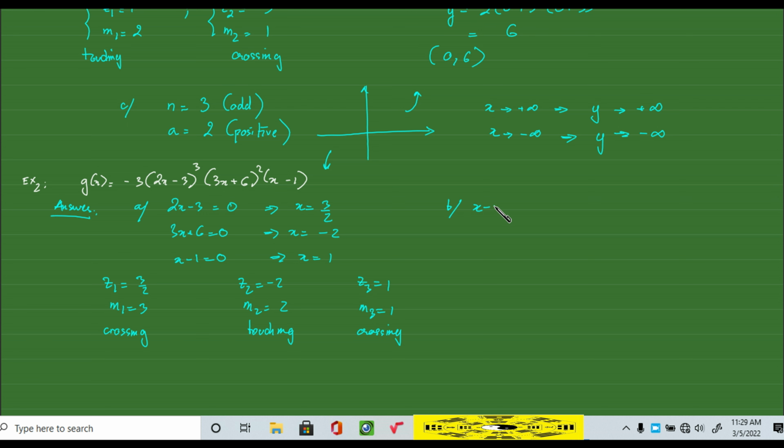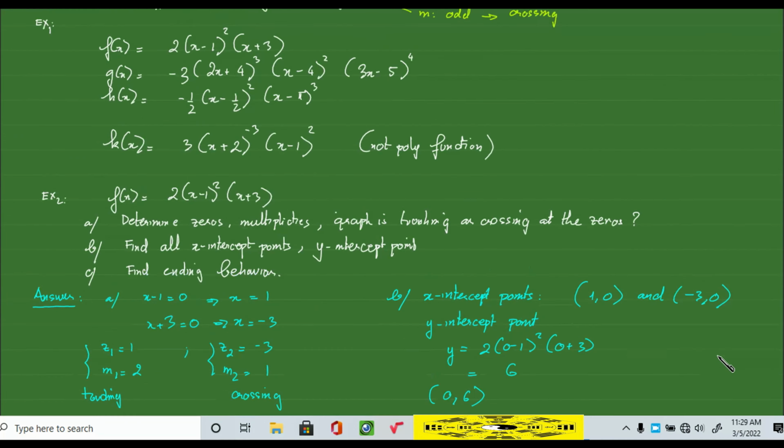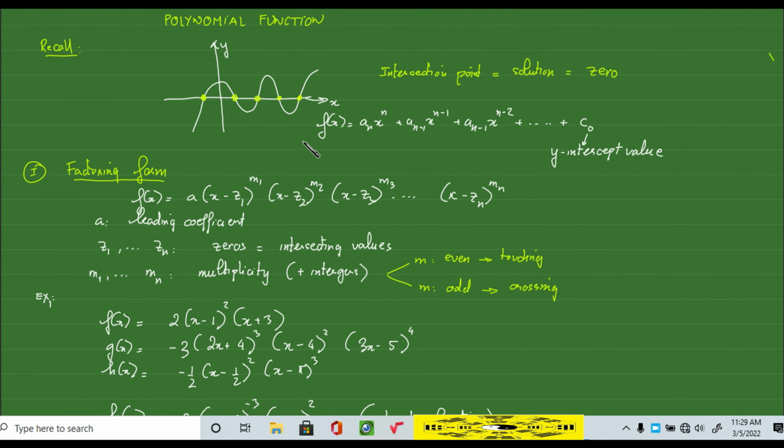And part B, find the x-intercept, easy. The x-intercept point. The domain and range. The domain is from negative infinity to positive infinity, but the range is different. We cannot determine the range because in order to determine the range, we need to find a maximum or minimum point. But the domain of a polynomial function, remember, is always negative infinity to positive infinity, no matter what. Okay, so I'm going to add it over here.